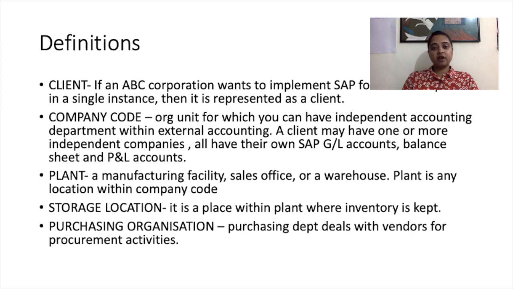The next is the plant, that is the manufacturing facility, sales office or the warehouse. All are termed as plants within a company code. Any location within the company code is the plant. Storage location is the place within the plant where the inventory is kept. And the purchasing organization is the department who deals with the vendors for procurement activities.